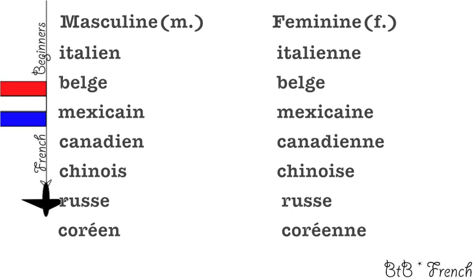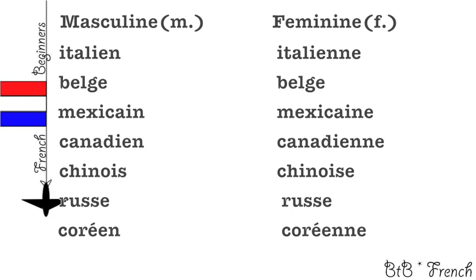The next word means Mexican. Mexicain. Feminine form, mexicaine. The next word means Canadian. Canadien. Feminine form, canadienne.